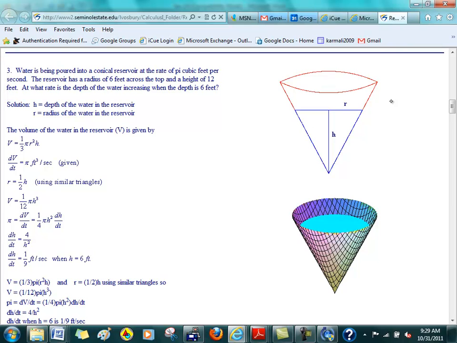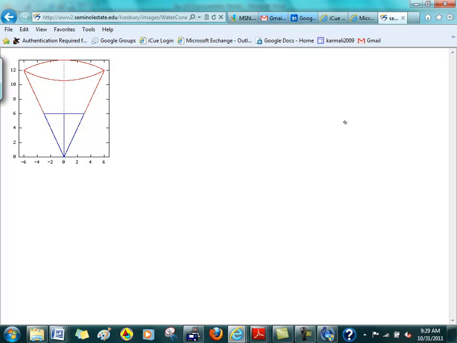So you can see what's happening, that water is coming into this cone and you see the height changing. Just keep an eye on this. Look what happens. Can you guys picture what's happening? The water is rising. And what the question's asking is, what is the rate of that rise? How fast is it changing? That's the question.